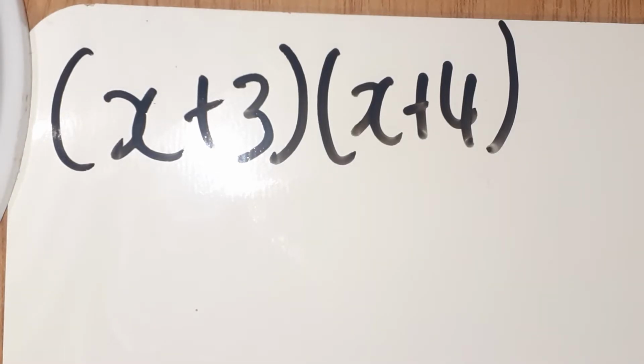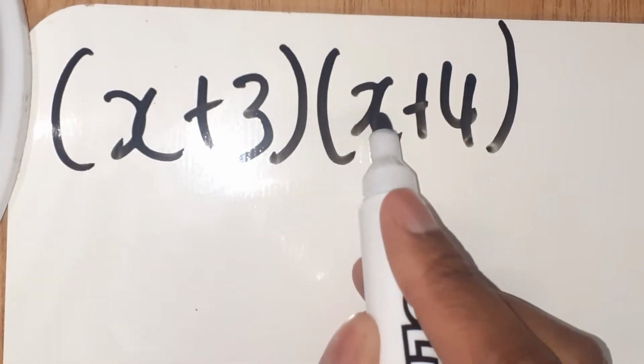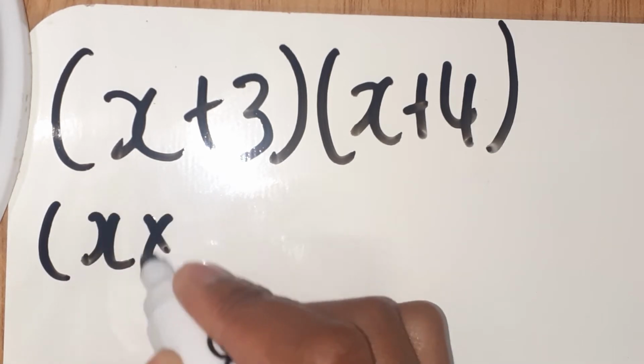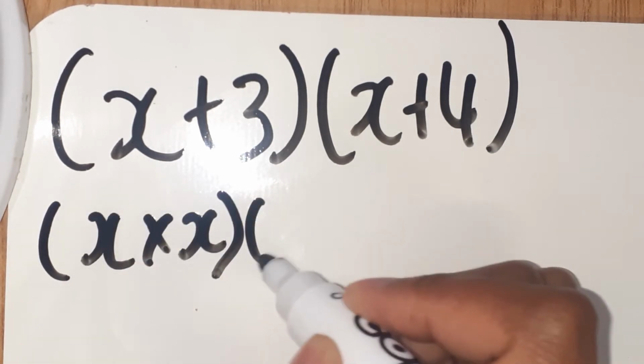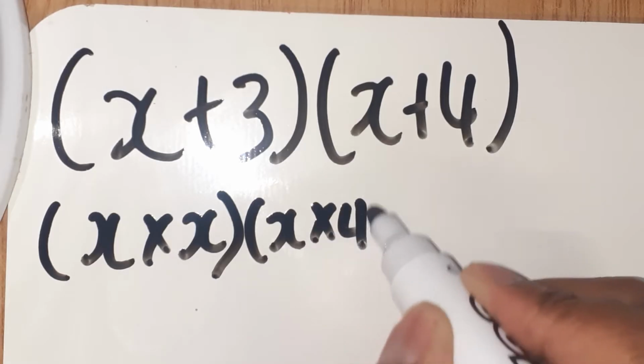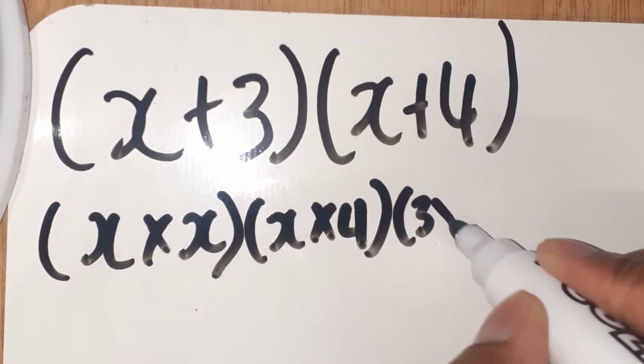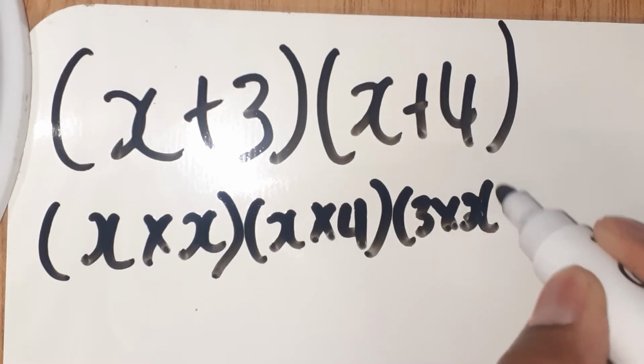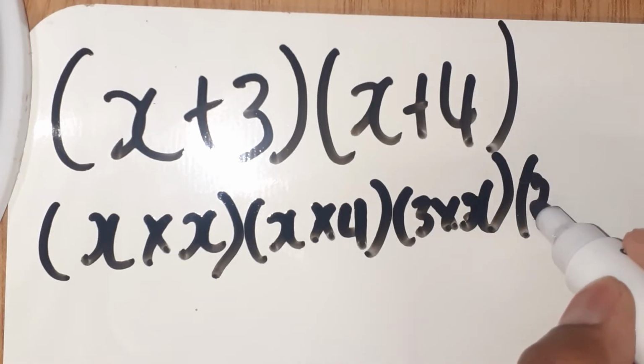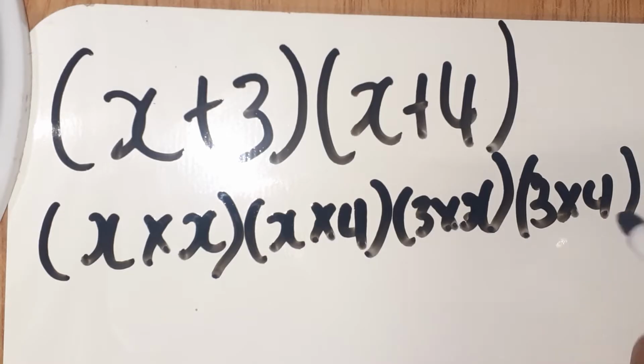All right, now we are going to distribute this example as well. So remember, we'll have x times x, then x times the 4, then 3 times x, then 3 times 4, right? So this is all that we have. This is how you can make things easier for yourself when you are struggling at school.